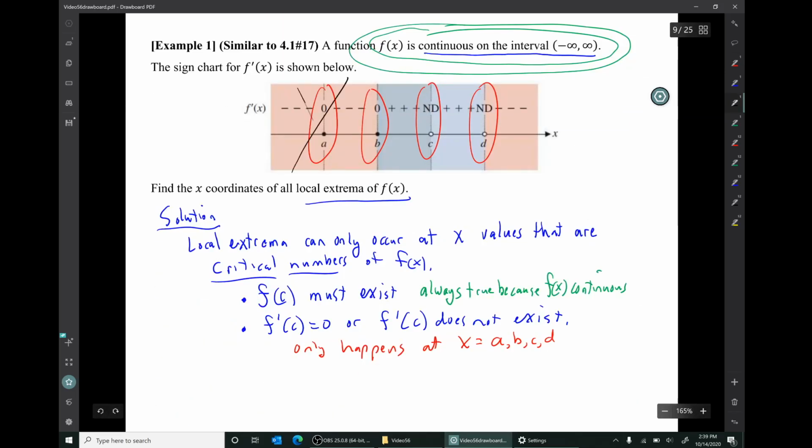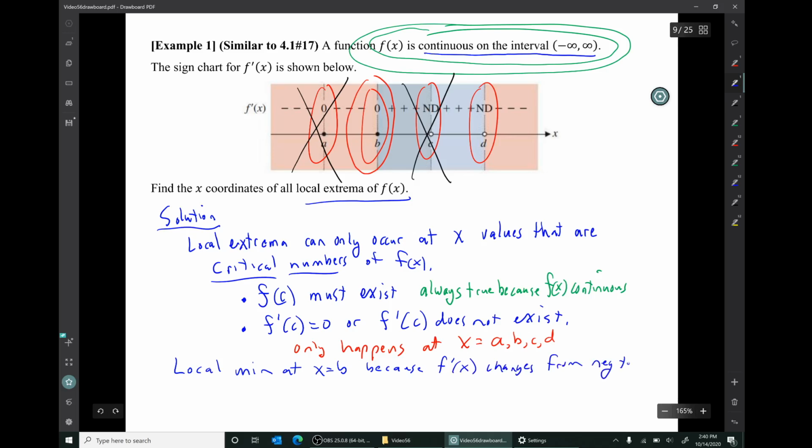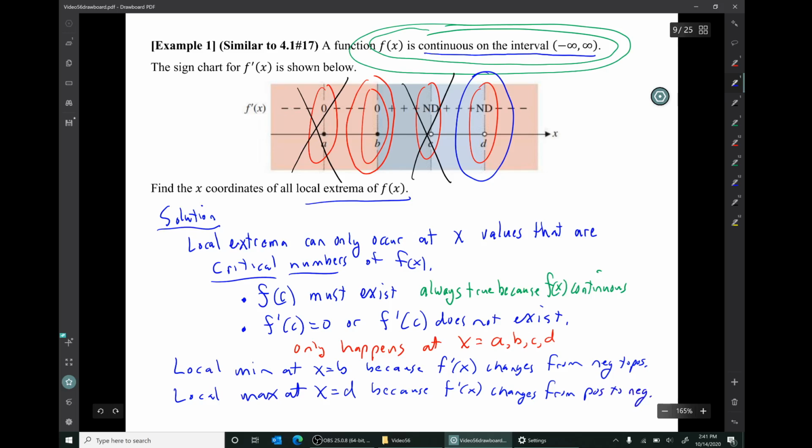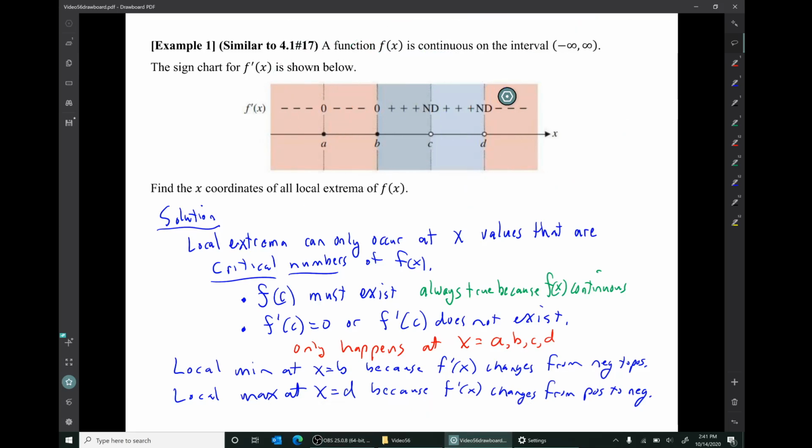So we see there's no local max at x equals a because the derivative does not change sign, and there's no local max at x equals c because the derivative does not change sign. But there is a local min at x equals b, and we can explain why by saying it's because f prime changes from negative to positive. And we can see there's a local max at x equals d because f prime changes from positive to negative. I might have said the wrong thing. F prime changes from positive to negative there. Let's go on.